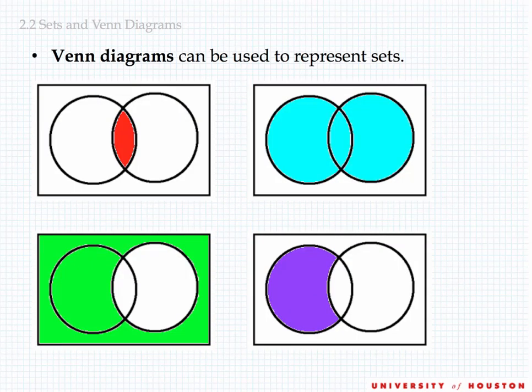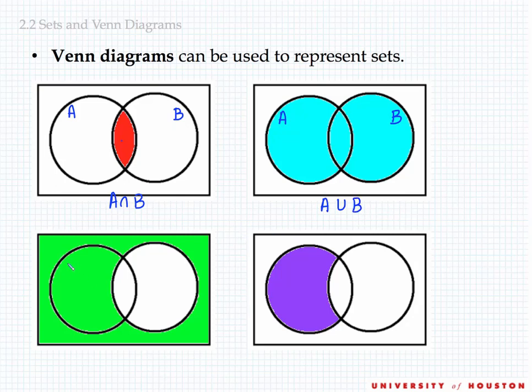Venn diagrams can be used to represent sets. Each bubble represents a set. So suppose our first bubble represents set A and the second represents B. The shaded region right here in red would be A intersect B. In the second picture, we have everything in A shaded as well as everything in B and what they have in common. This would be A union B.